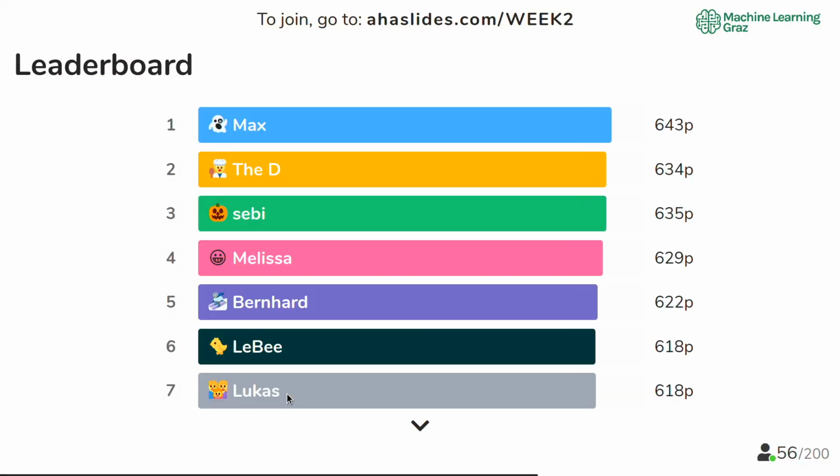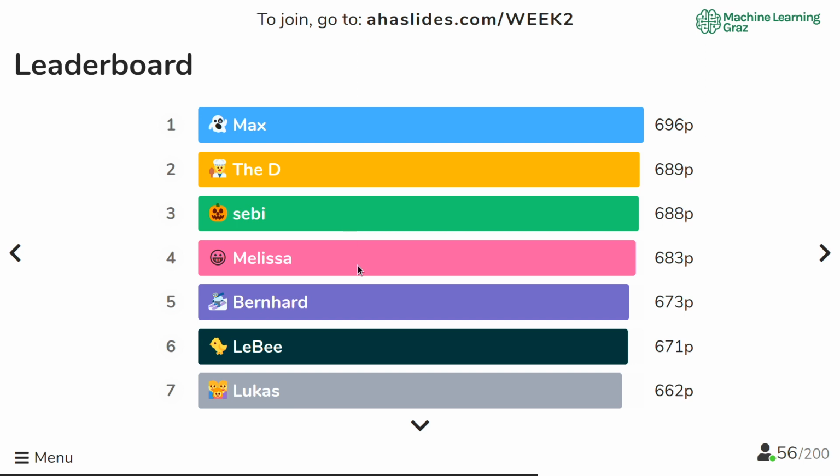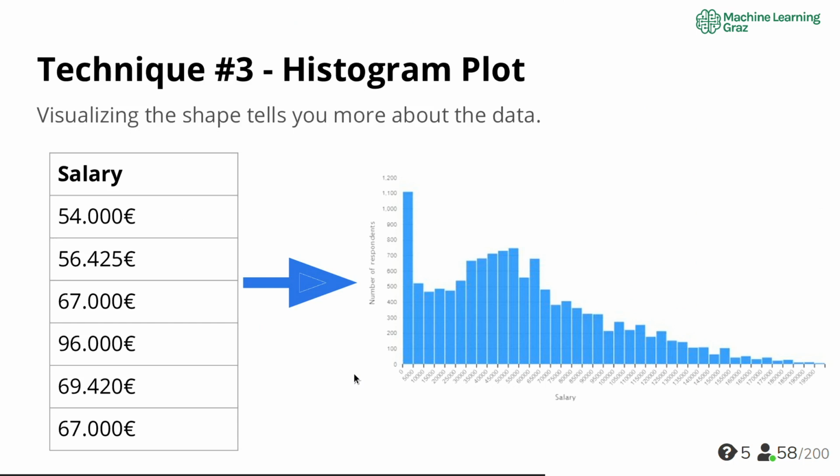Let's look again at the leaderboard, how we're going. And Max, again, out of nowhere, trying to go back to back. But we have new contenders like the D, Sebi, Melissa, Bernard, Libby, and Lucas. Okay. But close, very close. They're just a difference of 10 to 20 points max. So very interesting. It's like who types the answer faster. All those people got it correctly. So it's not even a fair competition. It's about who clicks the fastest nowadays. Yeah. Well, who has the better internet connection?